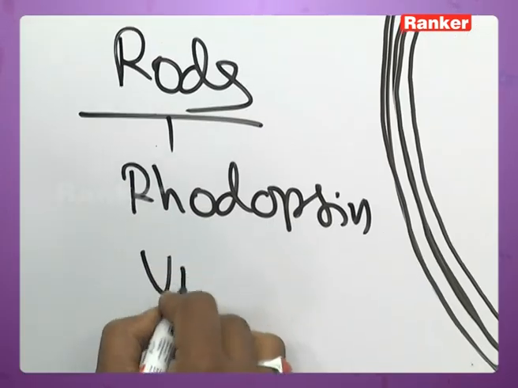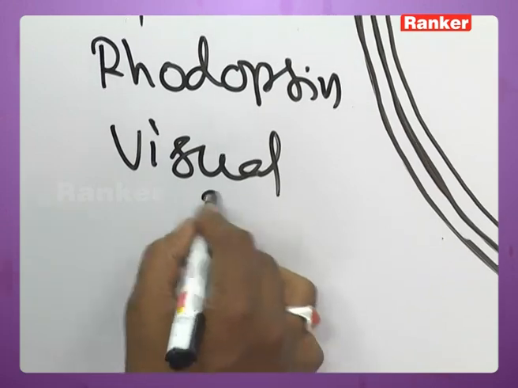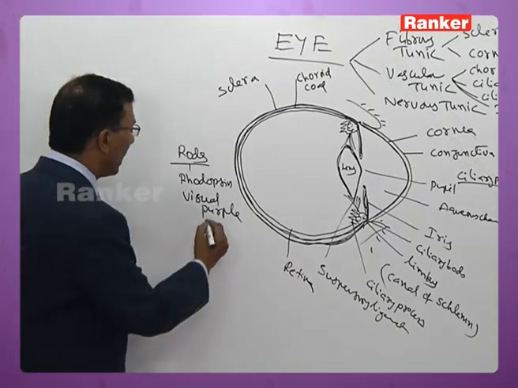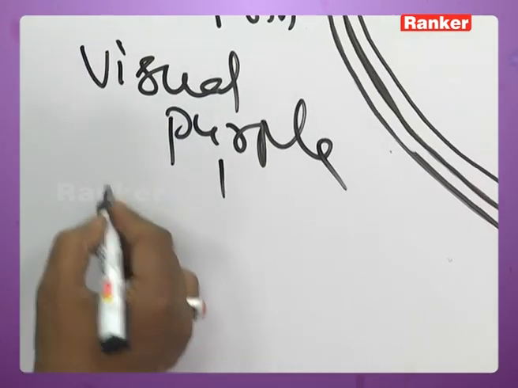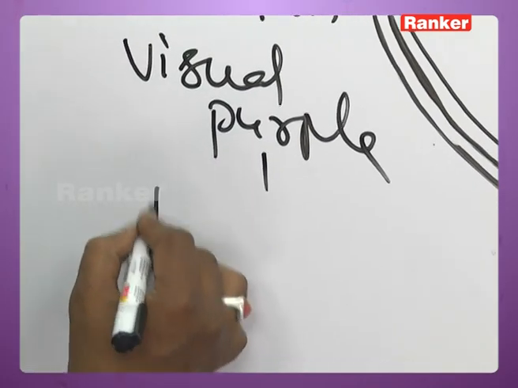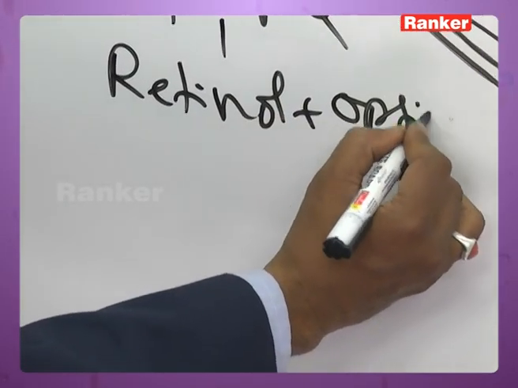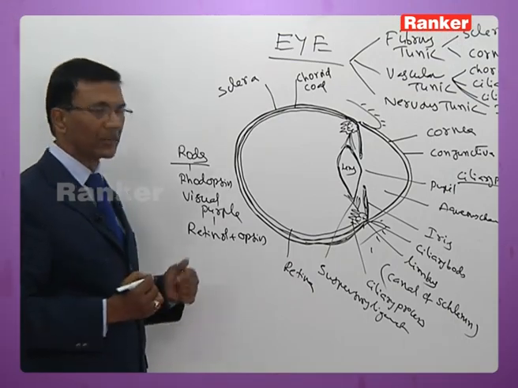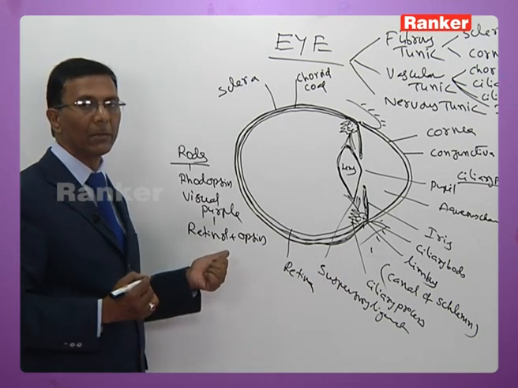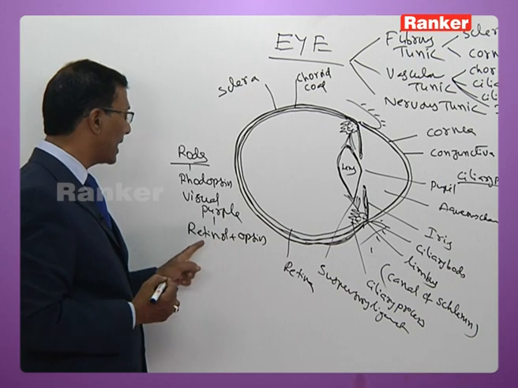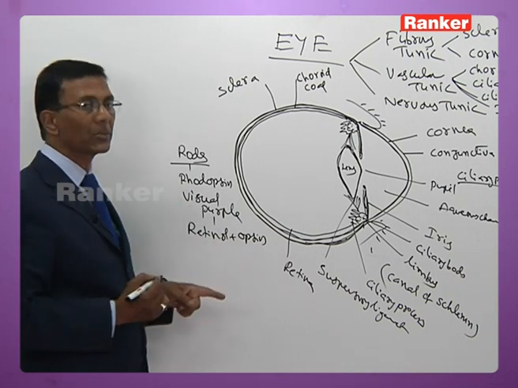Rhodopsin is also called visual purple, and it is formed by the combination of retinol and opsin. Retinol is derived from vitamin A, carotenoid pigments, and there is a protein called opsin. Opsin and retinol, both of them combine to form rhodopsin.